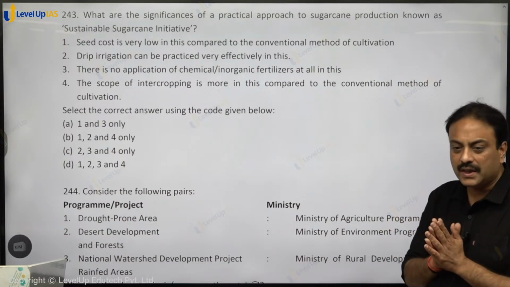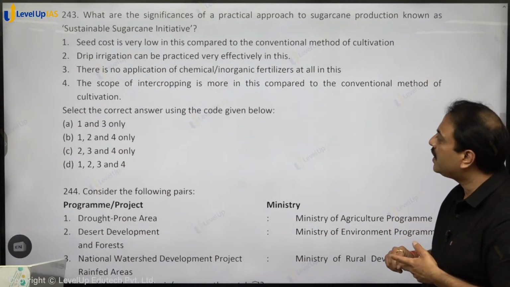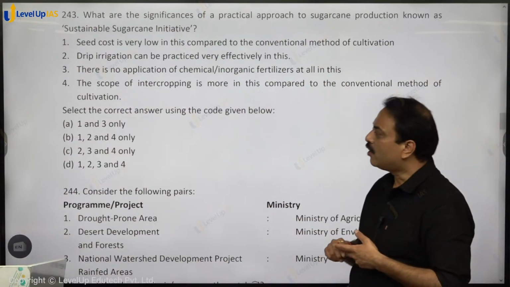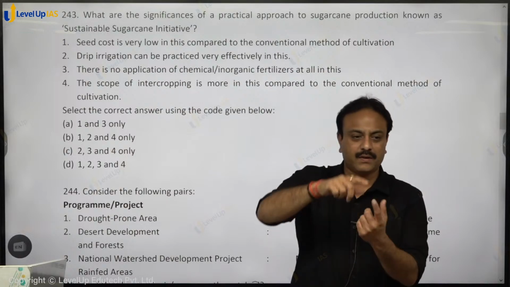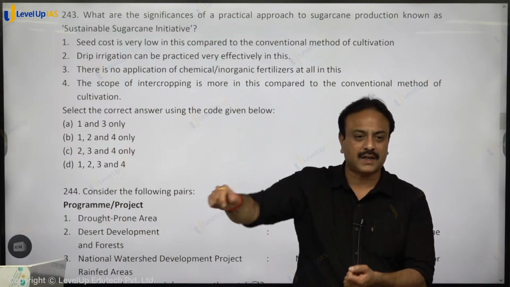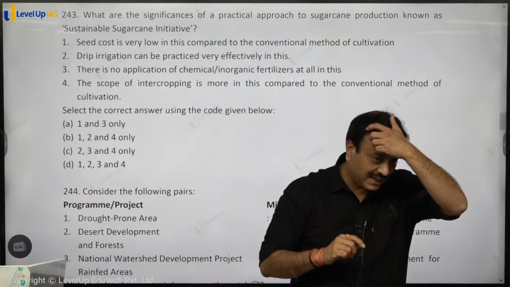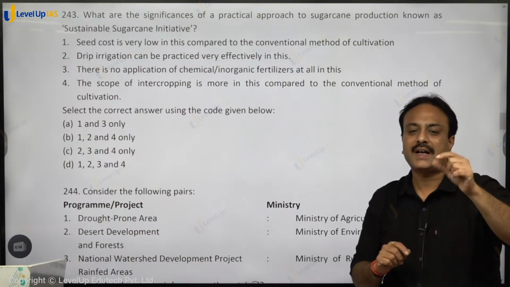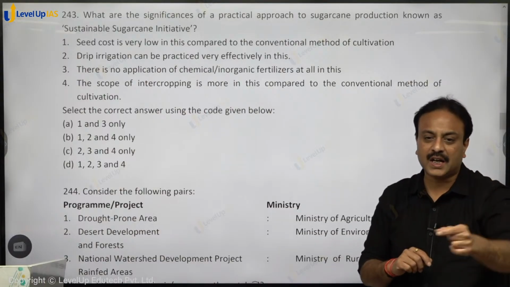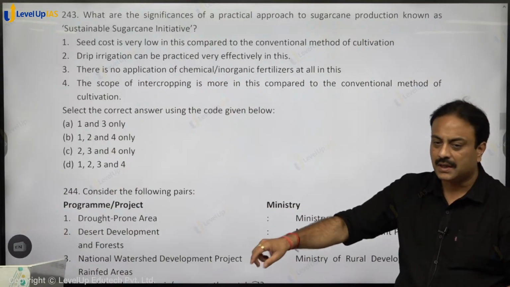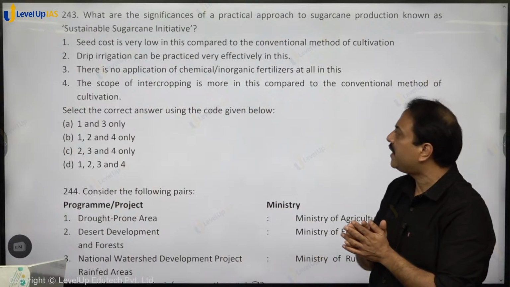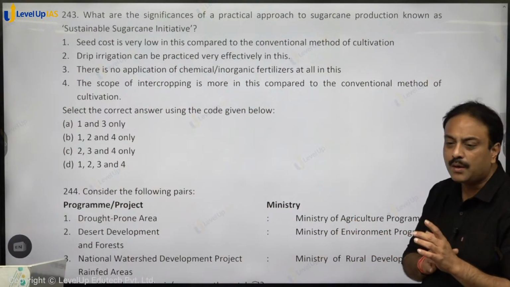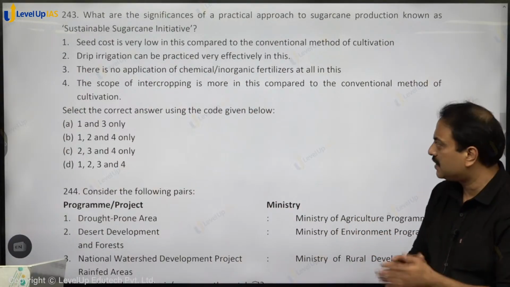Seed cost is low in this Sustainable Sugarcane Initiative, yes or no? Normally a sugarcane is taken, slashed, and a small section of that is planted; that is called a seed. Here, small buds, that too bifurcated, single buds are planted at intervals. So the seed cost over a particular area reduces. Seed cost is very low compared to the conventional method of cultivation. It is a correct statement.